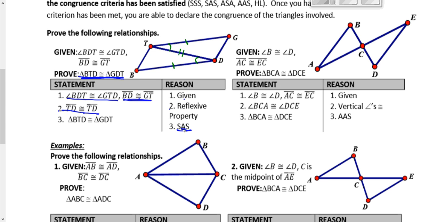All right, let's look at the next example. Here's the diagram. Everybody see it? Now, what do they give us? Angle B congruent to angle D. What are we going to do with that? Mark it. Mark those 2 angles congruent. What else do they give us? And AC congruent to EC. Mark it. Okay? And what do they want us to prove? Triangle BCA.